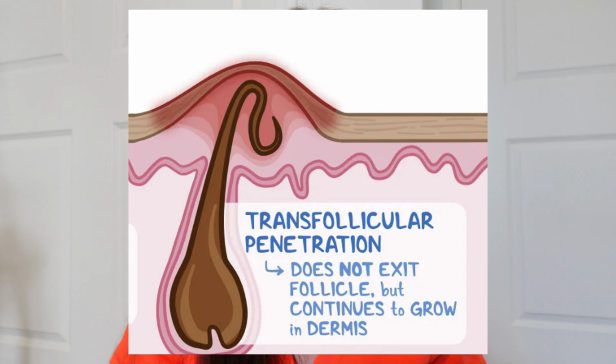There's a second mechanism by which ingrown hairs develop called transfollicular penetration. And what that means is that when the skin is pulled or stretched while shaving, that hair, when it's cut, recoils back into the hair follicle. And then when it starts to grow, it starts to curl underneath the skin. So think of it like a rubber band.